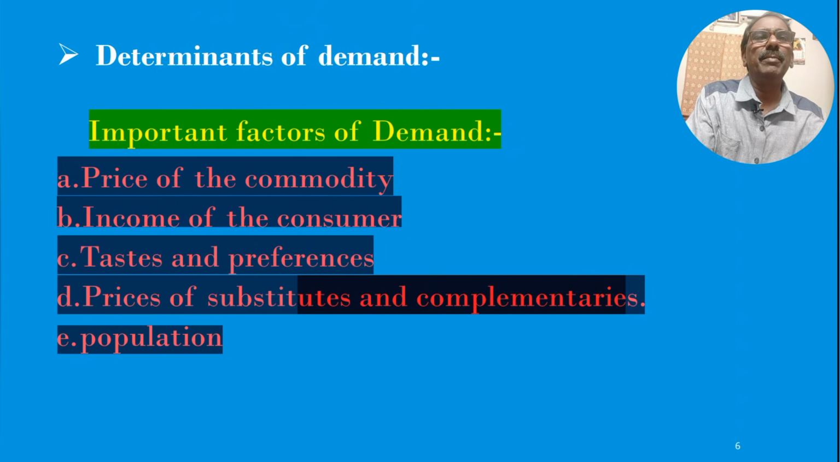Determinants of demand. Important factors of demand. A, price of the commodity. B, income of the consumer. C, tastes, preferences and habits. D, prices of substitutes and complementaries. E, population.